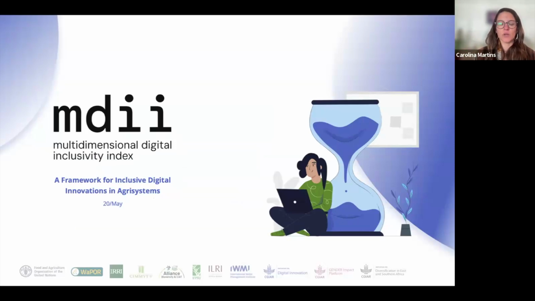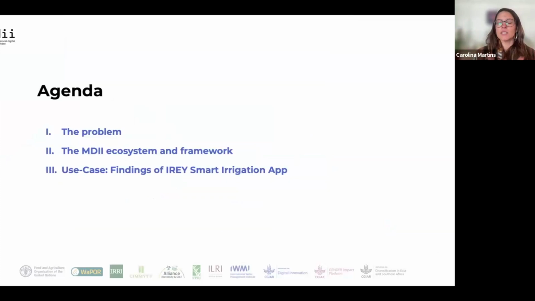So I'm going to share my screen. Perfect. As I mentioned, we're here to discuss the Multidimensional Digital Inclusivity Index. This is a framework and also a tool that allows us to evaluate how inclusive digital innovations are in agri-systems. The agenda for today: let's revise the starting point for the MDII and the problem that we have. Then we're going to look at what the MDII is, what the ecosystem is, how it's been developed and applied, and what the framework is. Lastly, we're going to highlight some findings of a use case, IRE, a smart irrigation app that has been deployed in Tunisia.